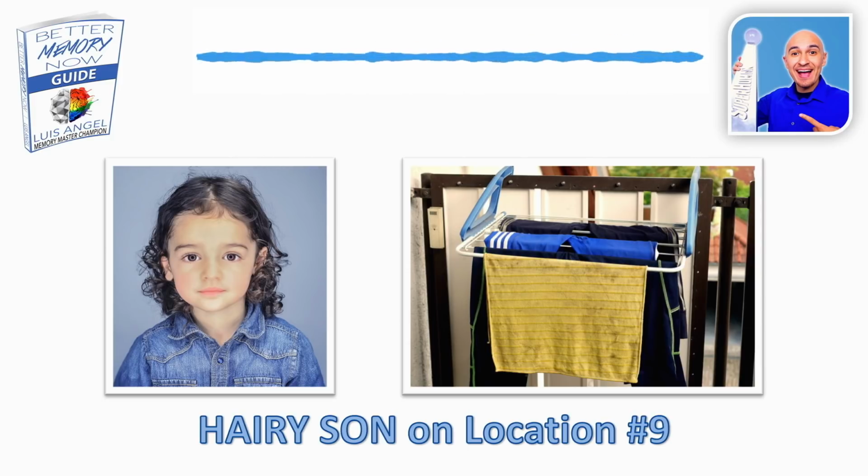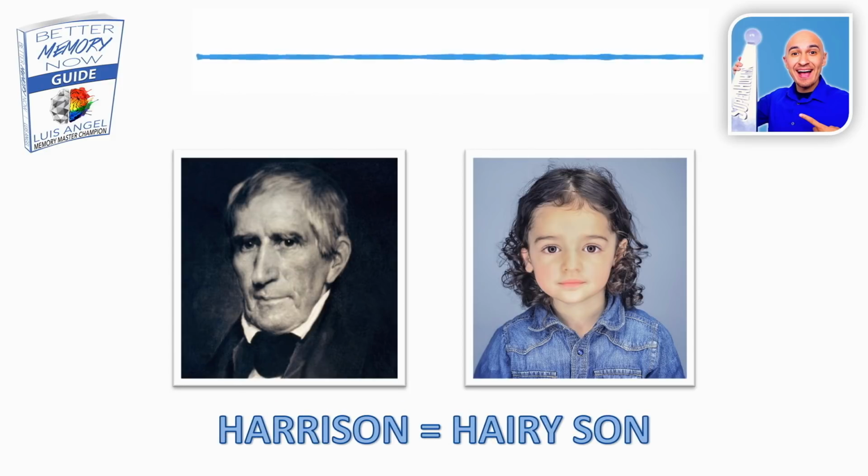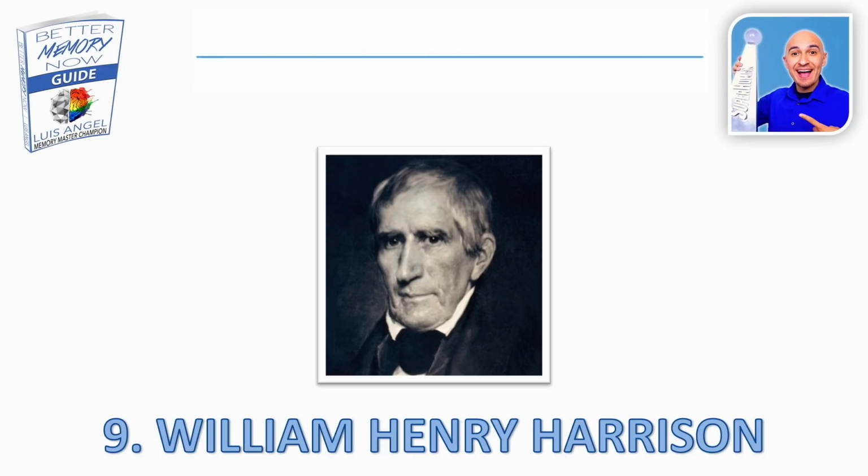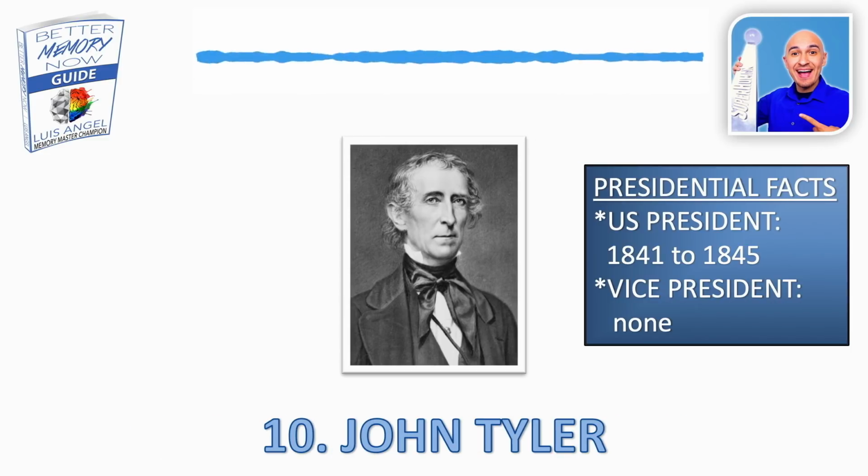So little hairy boy, hairy son, gets his hair tangled up on that location. Whatever that location is for you, for me, it's a towel rack. Because we know that whenever we see the hairy son, that represents Harrison for William Henry Harrison as the ninth president. The 10th president was John Tyler.